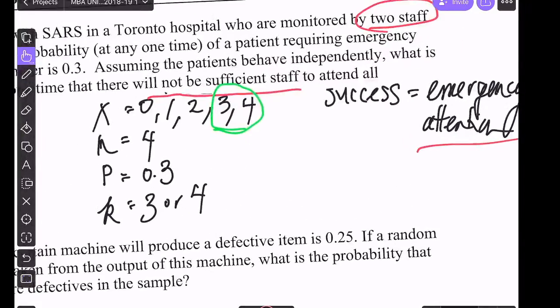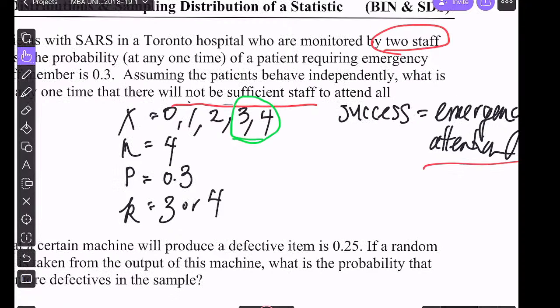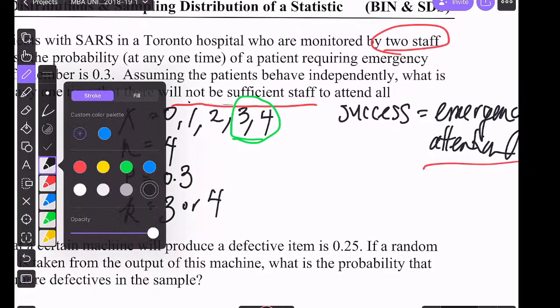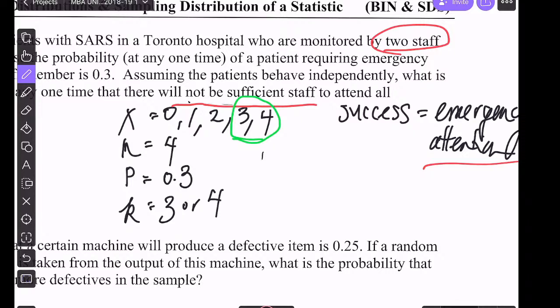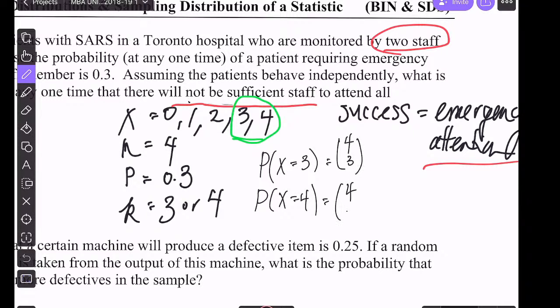So I'm going to do that. K equals 3, and K equals 4. And so it's 4 choose 3, 4 choose 4. And the success is 0.3 to the 3 for 3 successes, and then 0.7 is the leftover for failure, to the 1, so that these total 4, or n, and these total 1.